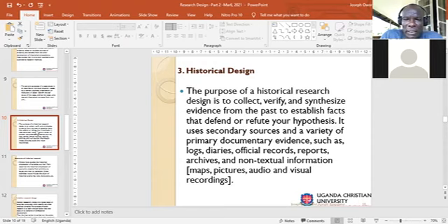History. The key word here is history. Even in business, we can use historical design because business is not only in the future, business is also in the past. In fact, if you want to predict the future better, it is better that you know the past well, because then you can predict the future.